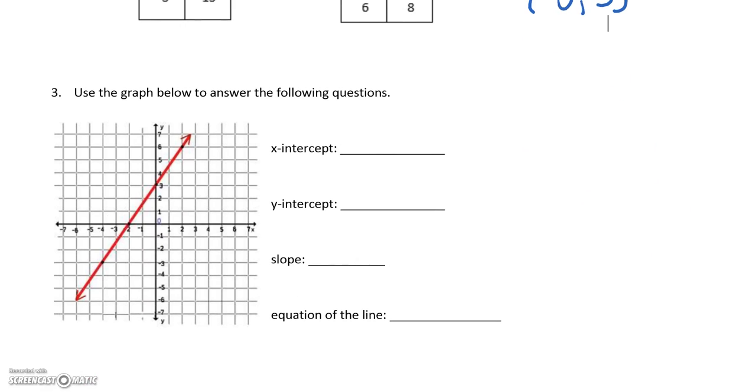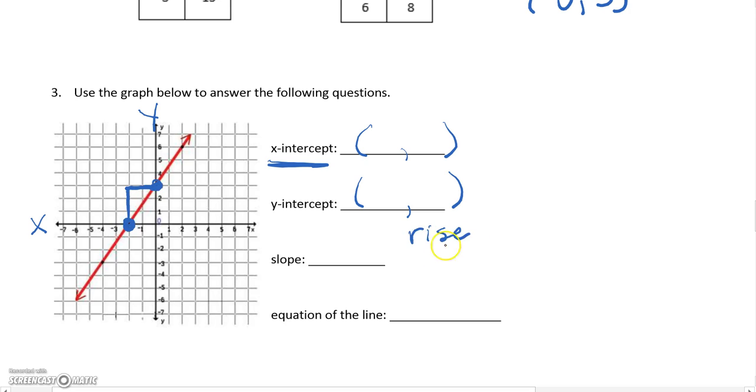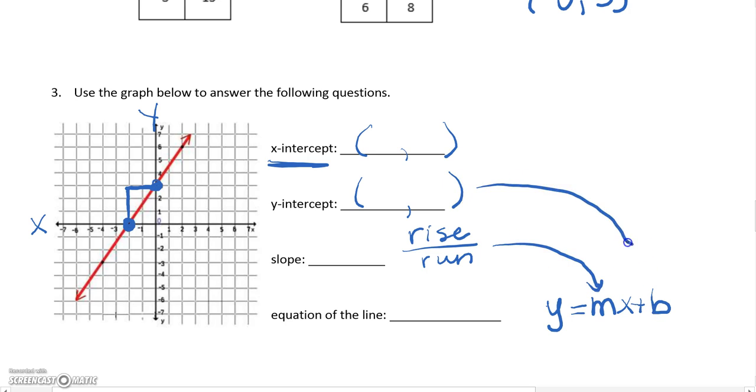Okay, number 3, use the graph below to answer the following questions. X-intercept, it's a coordinate and it's where it crosses the x-axis. Y-intercept, once again, is a coordinate, it's where it crosses the y-axis. Slope, draw your triangle, it's rise over run. And then equation of the line, you're going to write it in this form, and you already know both of them because you found them already. Your m is whatever you get for your slope, and your b is whatever you got for your y-intercept. And just plug them into that equation.